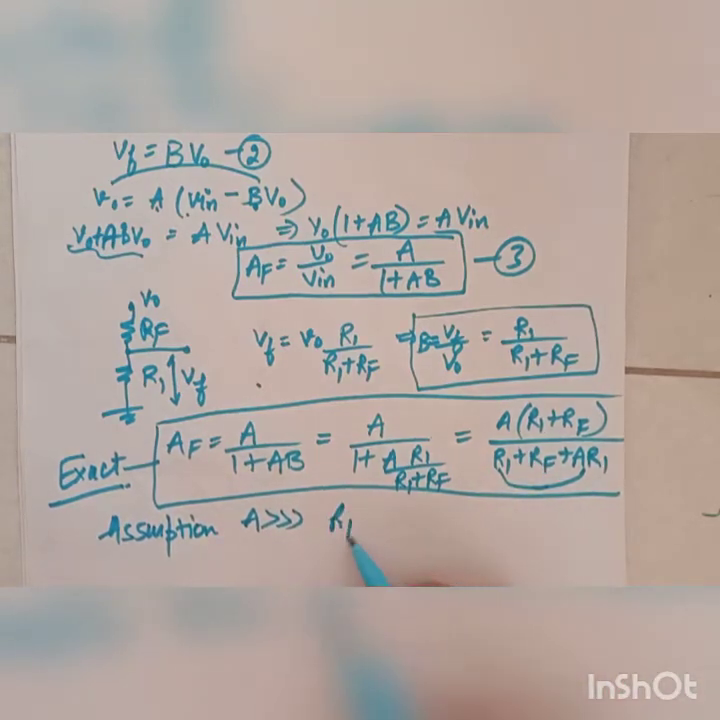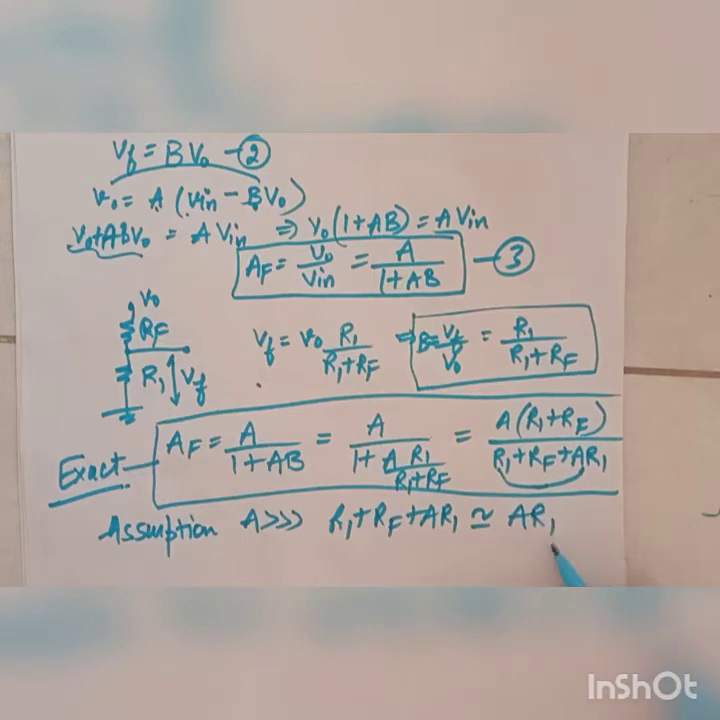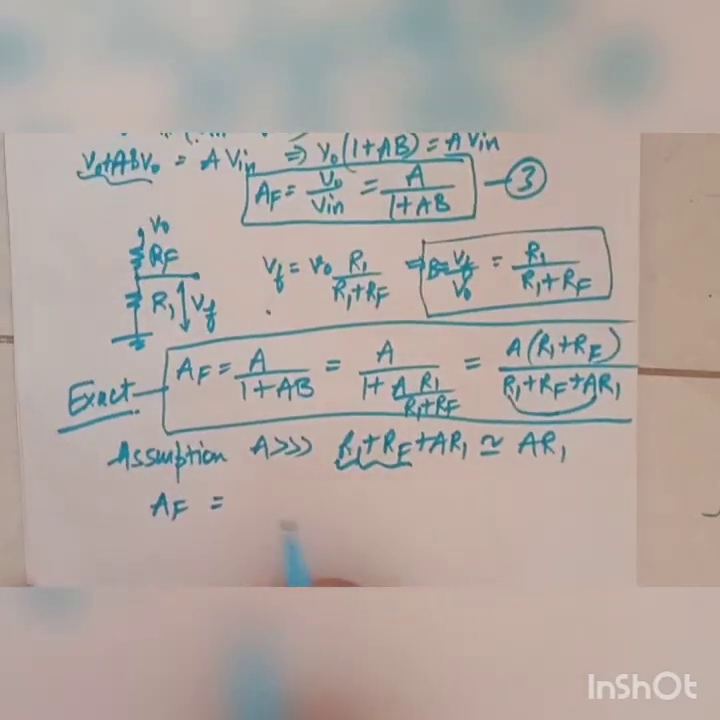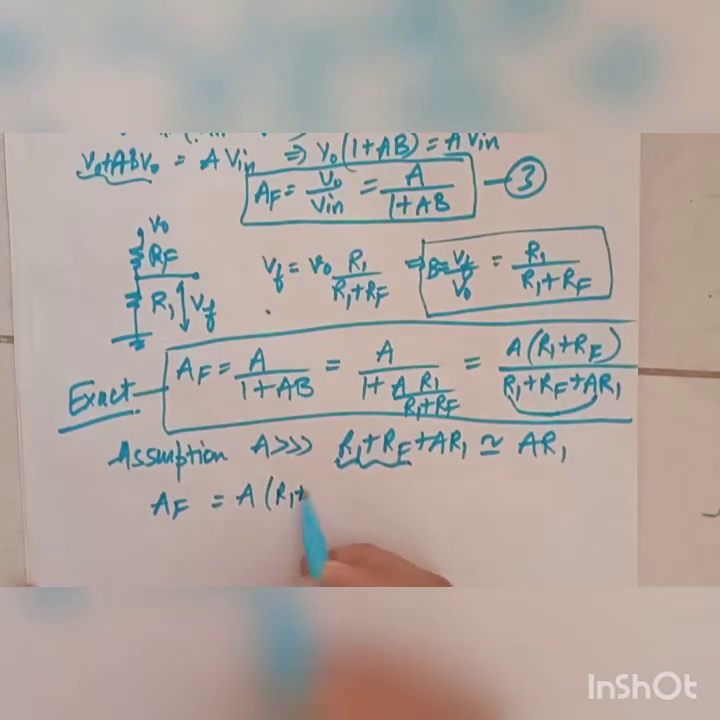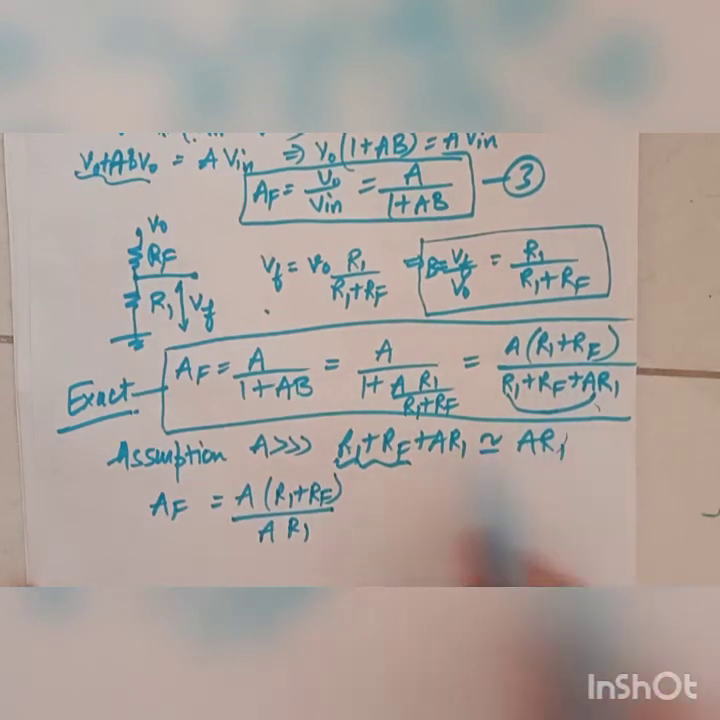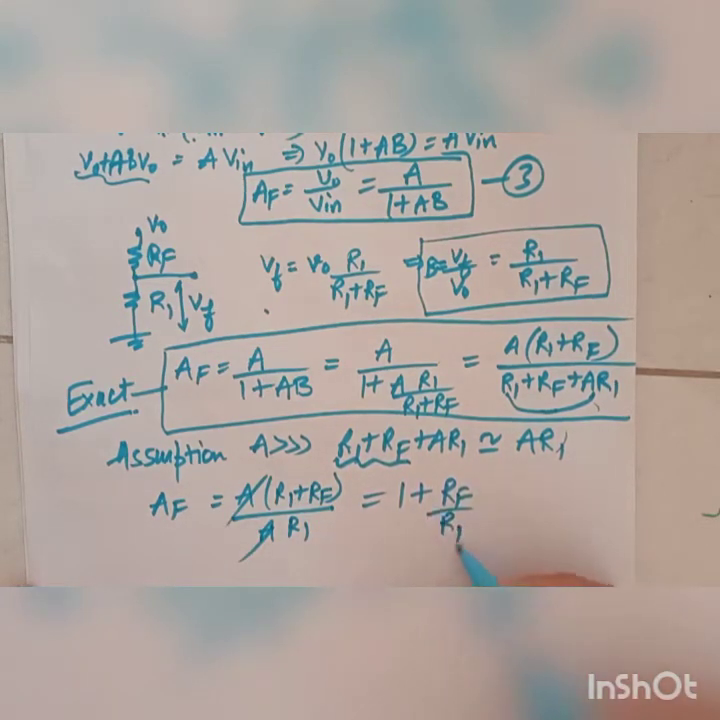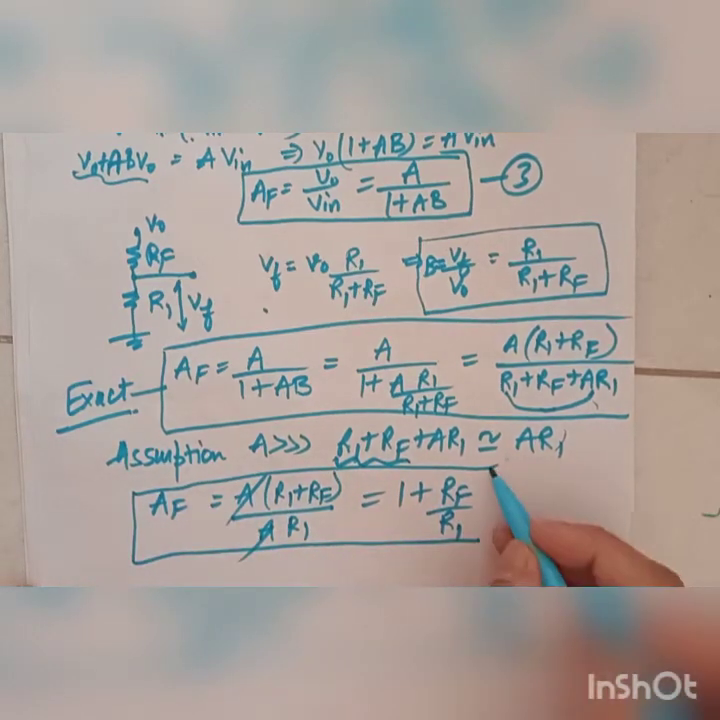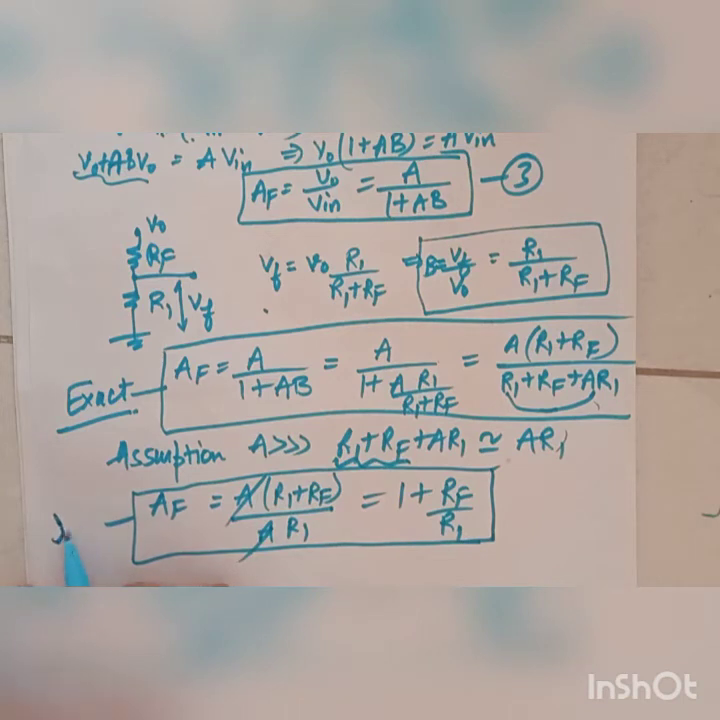I can write this R1 plus RF plus AR1 as nearly equal to AR1 only, because R1 and RF are small. So I can get the AF value as A times R1 plus RF divided by AR1, because I am approximating this by AR1. A cancels, R1 upon R1, 1 plus RF over R1. So this is the formula for your AF, which is the ideal or approximate value of AF here. So this is the derivation of your AF in one of the ways.